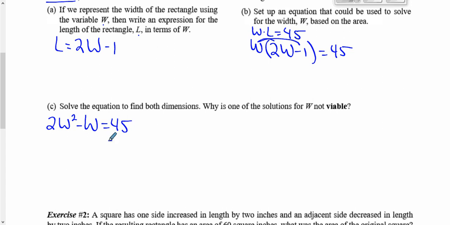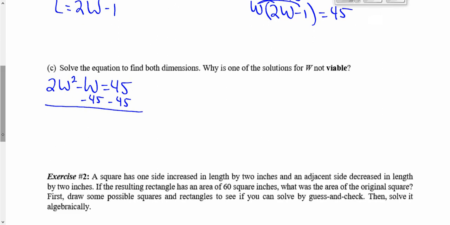So if I subtract 45 from both sides, is there a like term over here on the left side with the 45? There's no like terms of either of these two things. So it's not going to combine with either one, right? So what do I end up with? 2w squared minus w minus 45 equals 0. There we go.